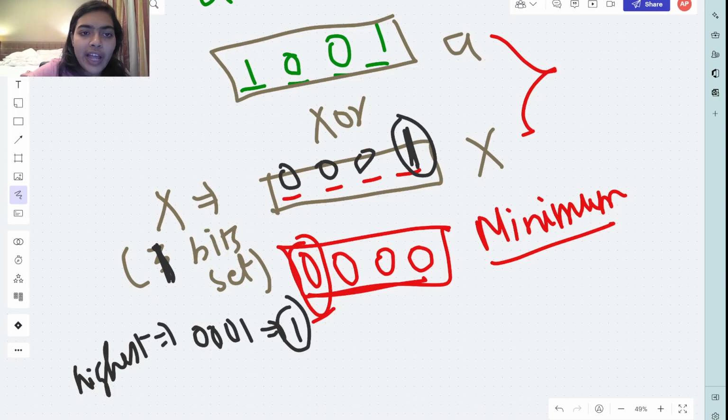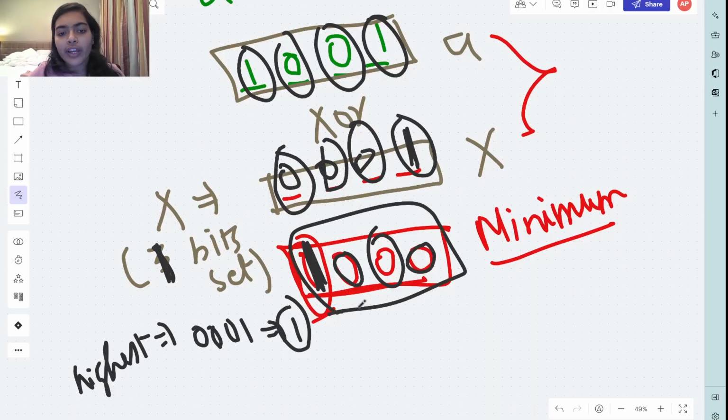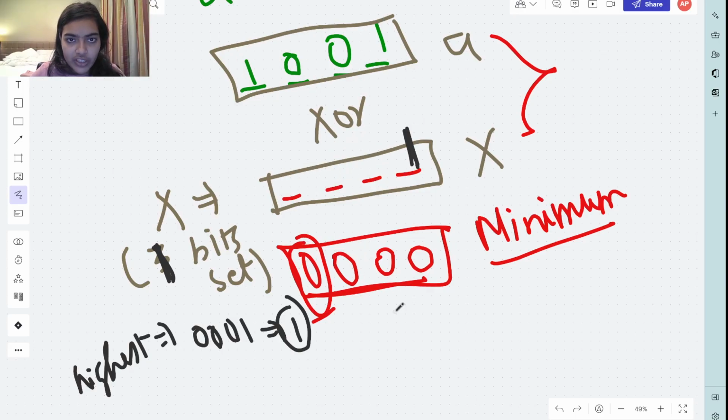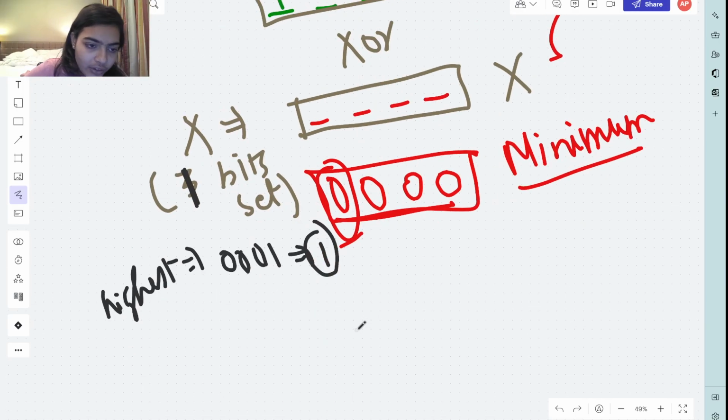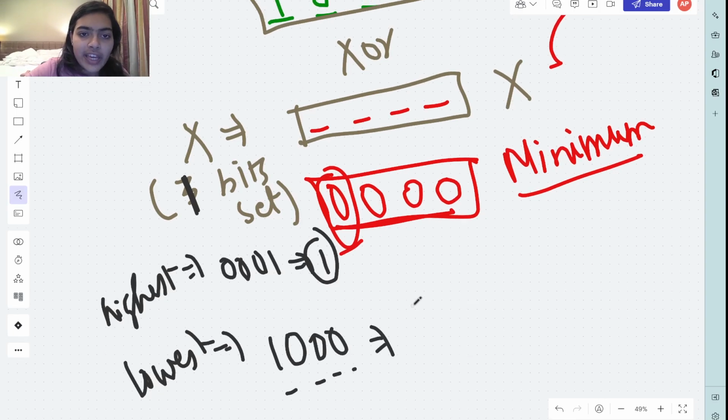What will be the output in that case? 1 XOR 0 will give you 1, 0 XOR 0 will give you 0, 0 XOR 0 will give you 0, 1 XOR 1 will give you 0. So in that case your output will be 1 0 0 0. Let's note the output that we just got. If I set the bit in the lowest possible value, the output I get is 1 0 0 0. We just saw, right? So we had two options. In case we are setting the bit here, we are getting this as the answer.